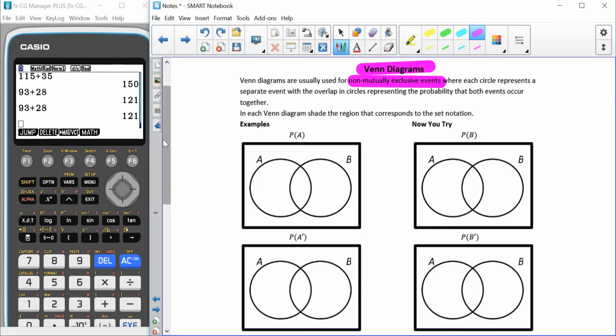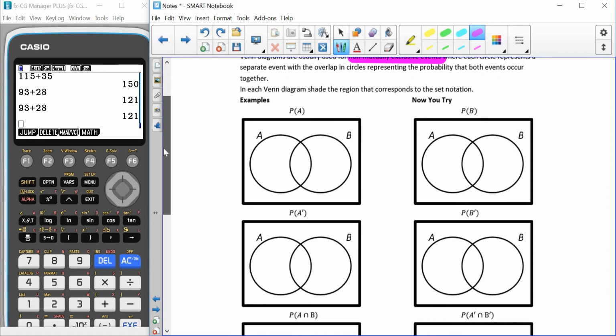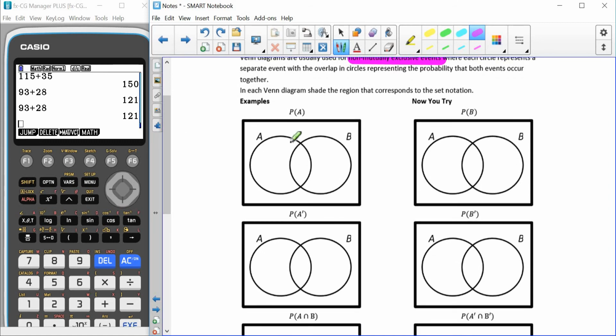Now for some of these I am going to end up rubbing some parts out, so just be careful that you're not copying as soon as I colour it in, until I move on to the next one, and then you can copy it into your notes. So I'm going to work down the example list, then we're going to take a pause, and then you can work down the Now You Try list.